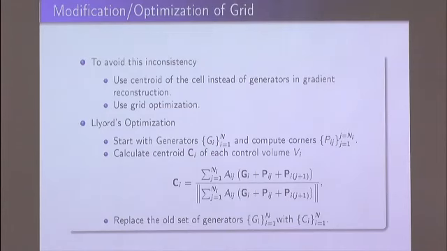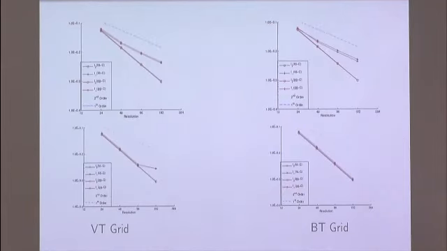In this optimization, we start with our generators and simply compute our corners, which could be either circumcenters or centroids. After that, we compute the centroid of our control volume, which is done by simple averaging, and then we replace the old set of generators with these centroids, and we again start from the first step. We do this for about 2000 iterations, and because it has to be done only once, it's not very computationally costly. And after grid optimization or with modification, we have these results.